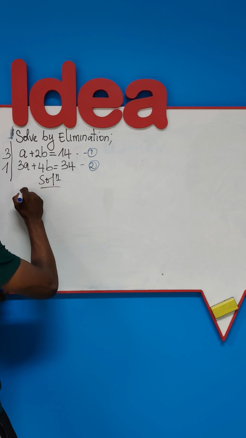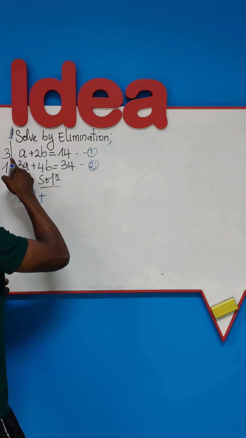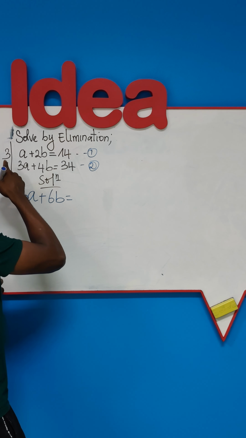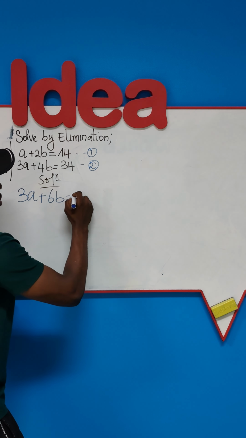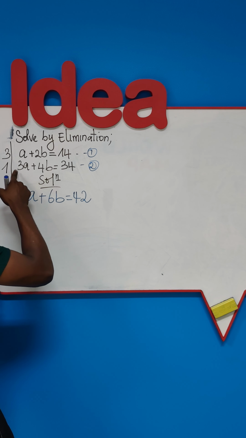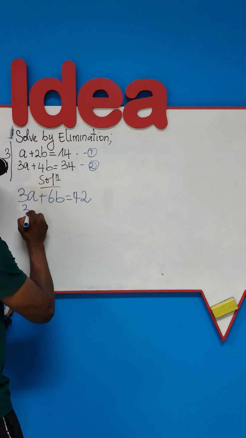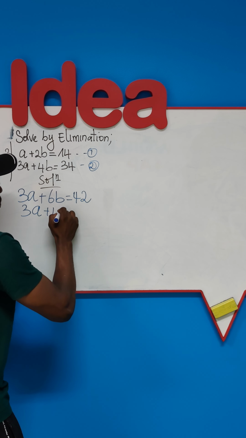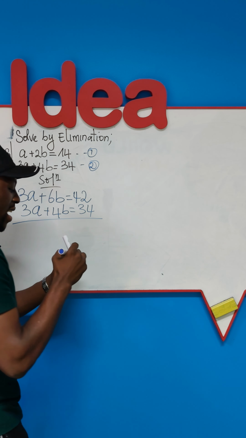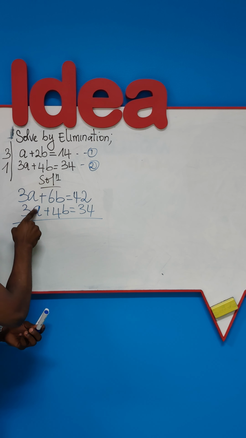When you do this, this is the result you're going to obtain. 3 times a gives us 3a plus 3 times 2b, which is 6b, and then equals 3 times 14, which is 42, I hope. Yes. Now, 1 times all of this is just itself, so I'm just going to copy it again. So I'll have 3a plus 4b equals 34. Okay, clearly now you have the same coefficient up and down for the variable a.